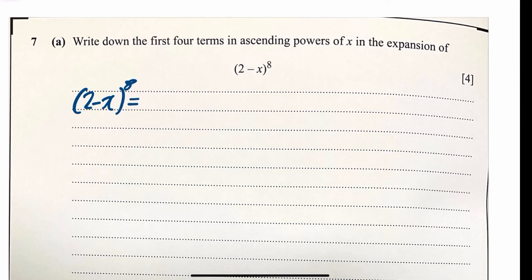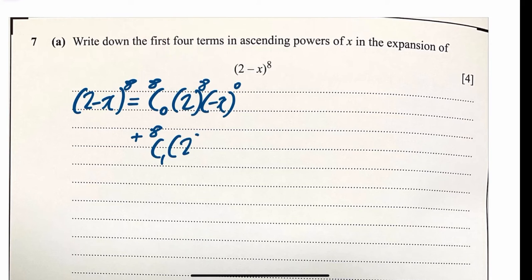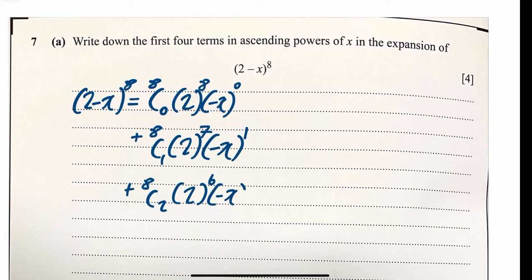I'm going to say my first term is going to be 8C0, and I'm going to start with 0. The 2 is to the power of 8, and then the minus x is to the power of 0. My next term is going to be 8C1, so 2 to the power of 7. As that power decreases, the other power increases. 8C2 times 2 to the power of 6 times minus x squared.